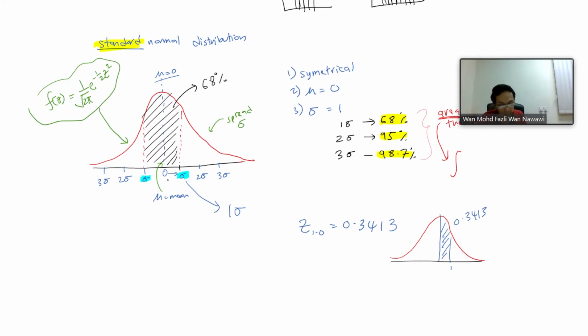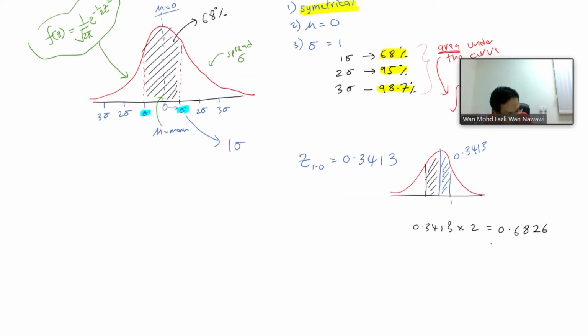Because here you can see it's from both sides. One of the properties of the standard normal distribution is that it is symmetrical, so whatever is on this side is also the same on the other side. So you get 0.3413 times 2, you get around 68. 0.3413 times 2, you get 0.6826.